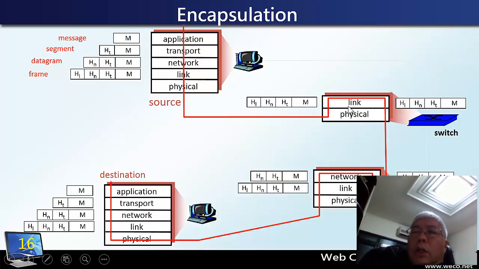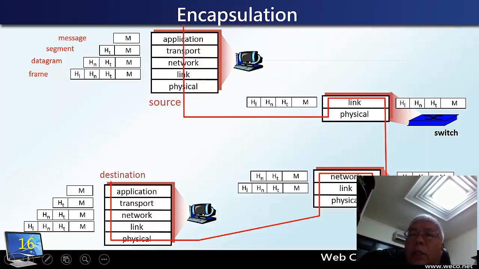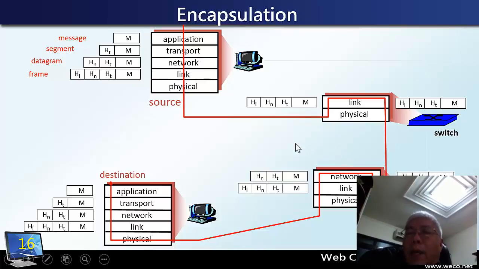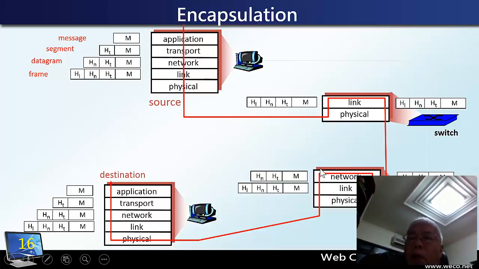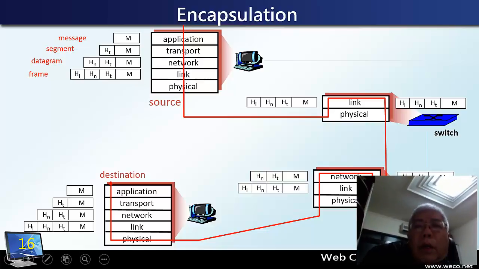It has the physical layer and link layer, and this is a router. Usually we say a layer 3 router. In general, a router is a layer 3 router. It can look into the IP packet, so it supports up to the network layer, link layer, and physical layer.